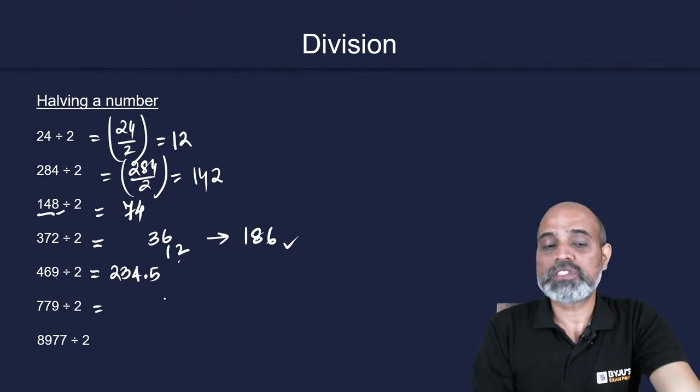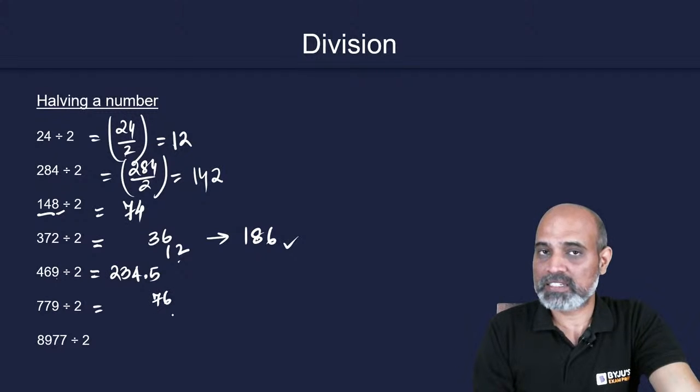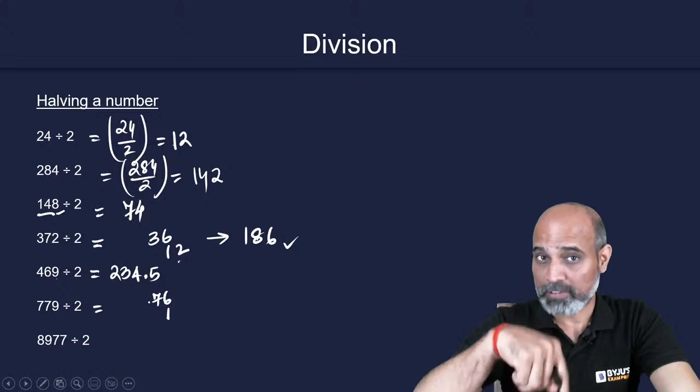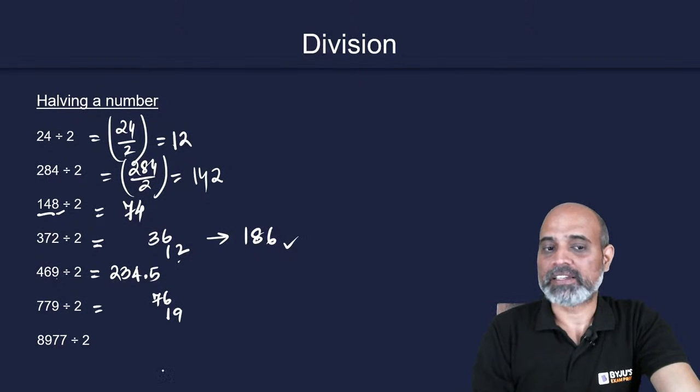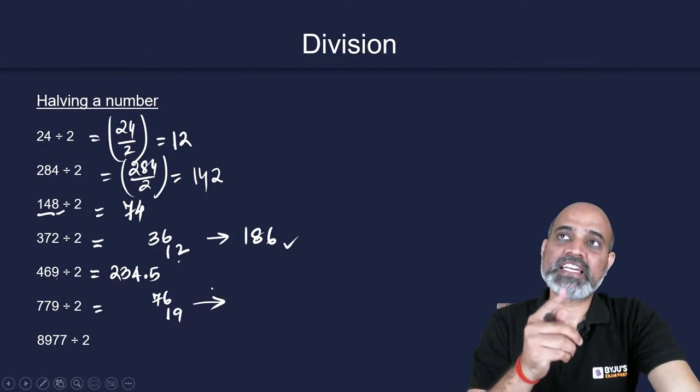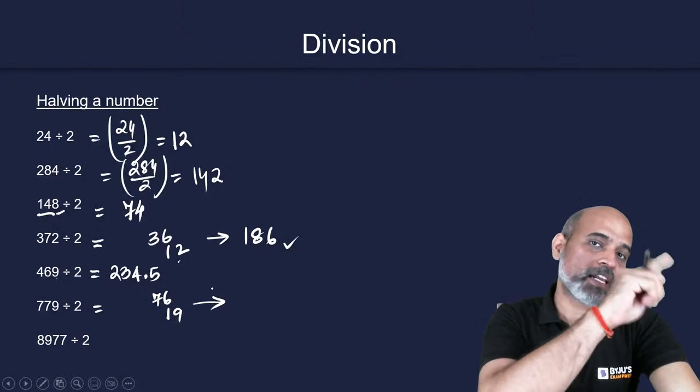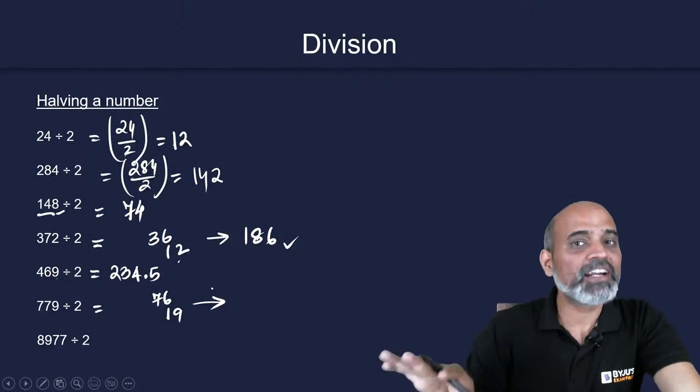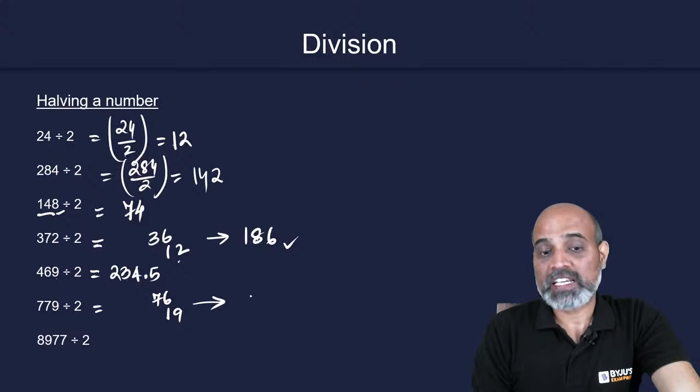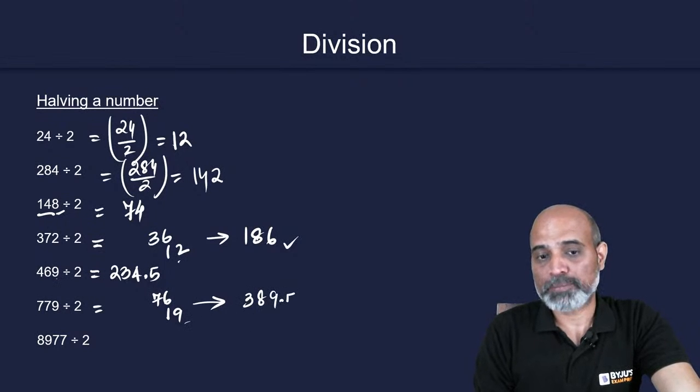So I'll break down 77 as 76. I'll have a 1. 77 hai na? So 6 and 1, 7. And I'll take 19. So the way in the case of multiplication we were taking a carry, in the case of division we are breaking down into carry. So 76 half is going to give me 38. And 19 ka half hota hai 9.5.